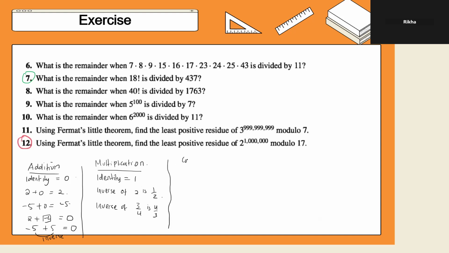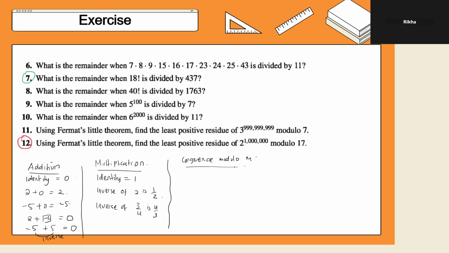And let's define the identity first. The identity is the same as multiplication. The identity is 1, modulo M. But it doesn't work this way, because the inverse of 2 is no longer 1/2.